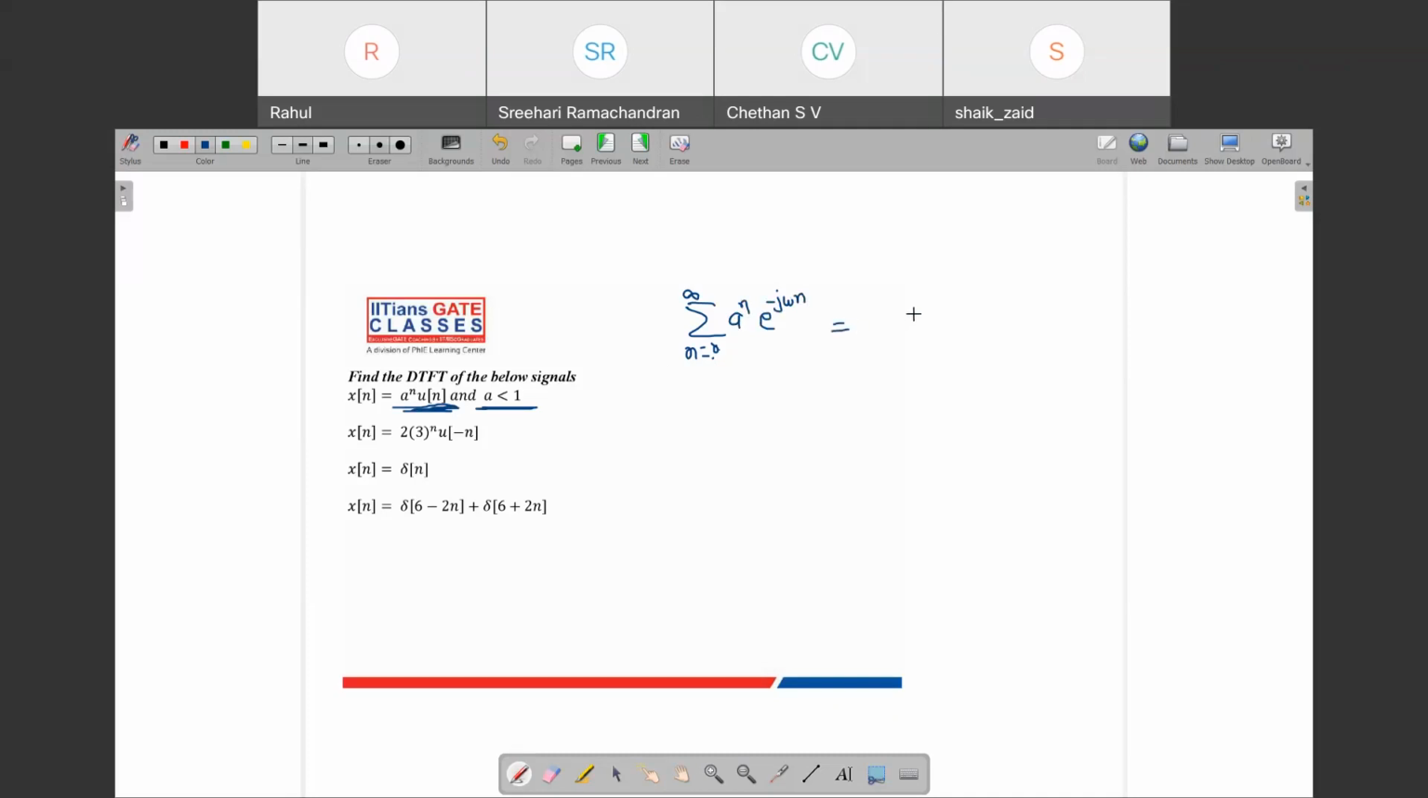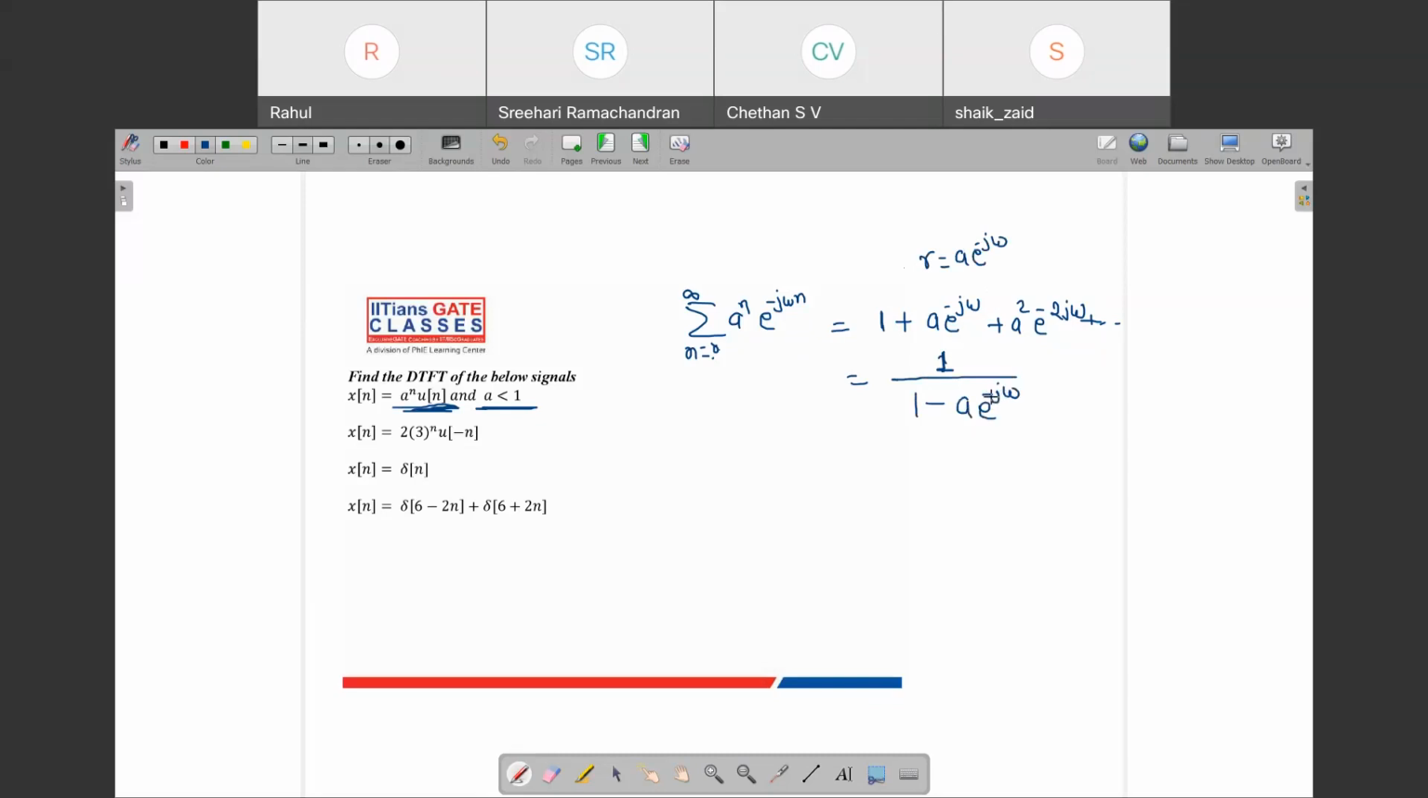So if you expand it, you'll get 1 plus a e to the power minus j omega plus a square e to the power minus 2j omega, and so on. This is a GP, where the first term is 1 and r is equal to a into e to the power minus j omega. So you can write it as 1 by 1 minus r, which is 1 by 1 minus a into e to the power minus j omega.